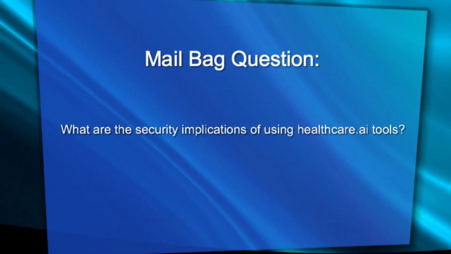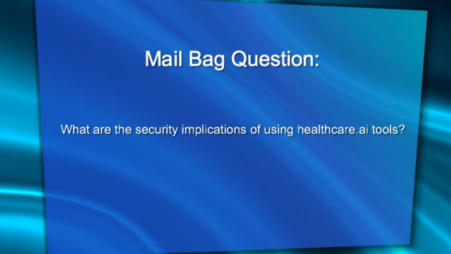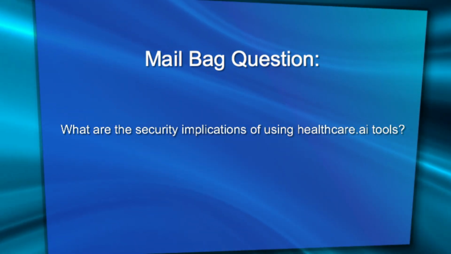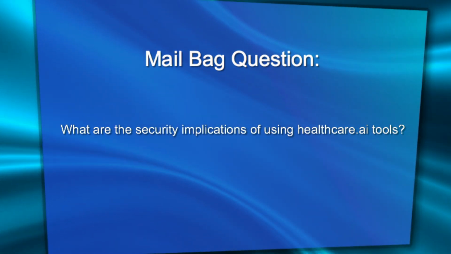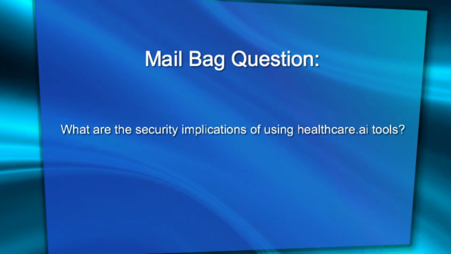Second question in the mailbag this week: What are the security implications of using healthcare AI? Great question, and we get this a lot. Want to run down just the basics of that? Sure. Obviously, when we're dealing with healthcare data and PHI, we have to be extremely, extremely careful. There's piles of regulation that help us be careful with that data, because that is data about us. That's our most intimate data.